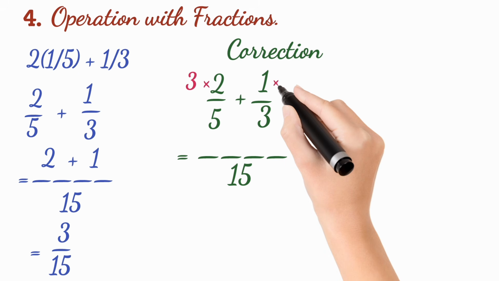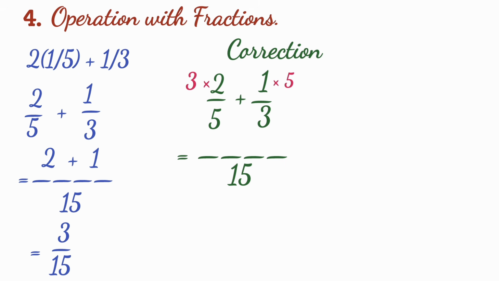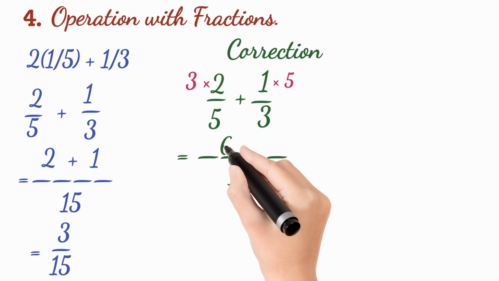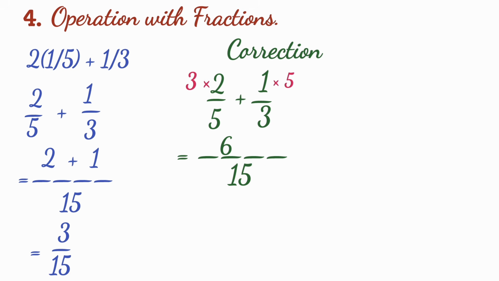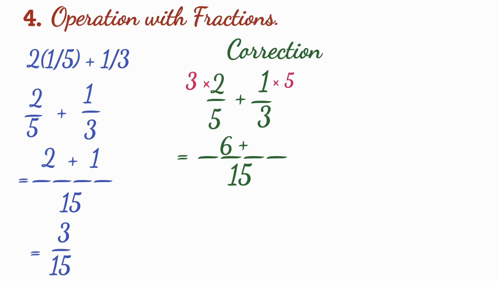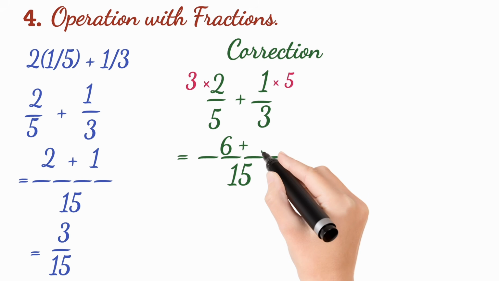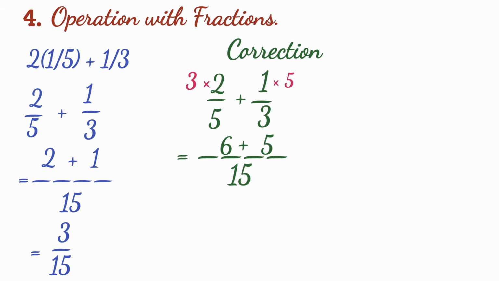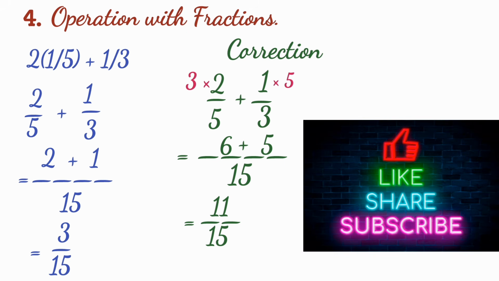Again you divide this LCM 15 by 3. So 3 5s are 15. So multiply this 5 with 1. So you will write 3 2s are 6 plus 5 1s are 5. So 6 plus 5, children, not 2 plus 1. So 6 plus 5 equals 11 by 15 is your answer. I hope now your concept is clear and you will not repeat these types of mistakes again.